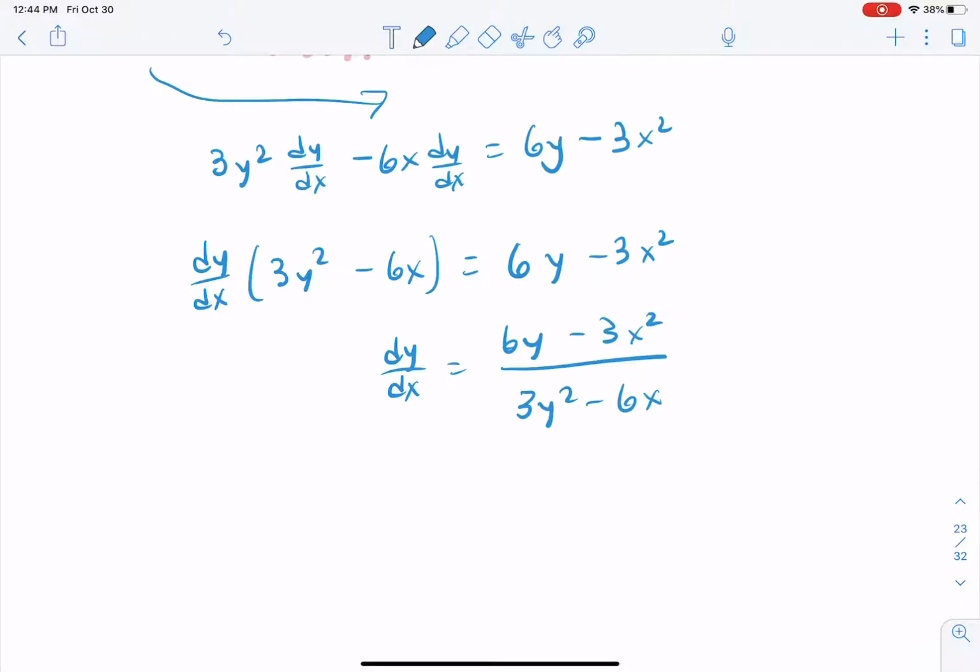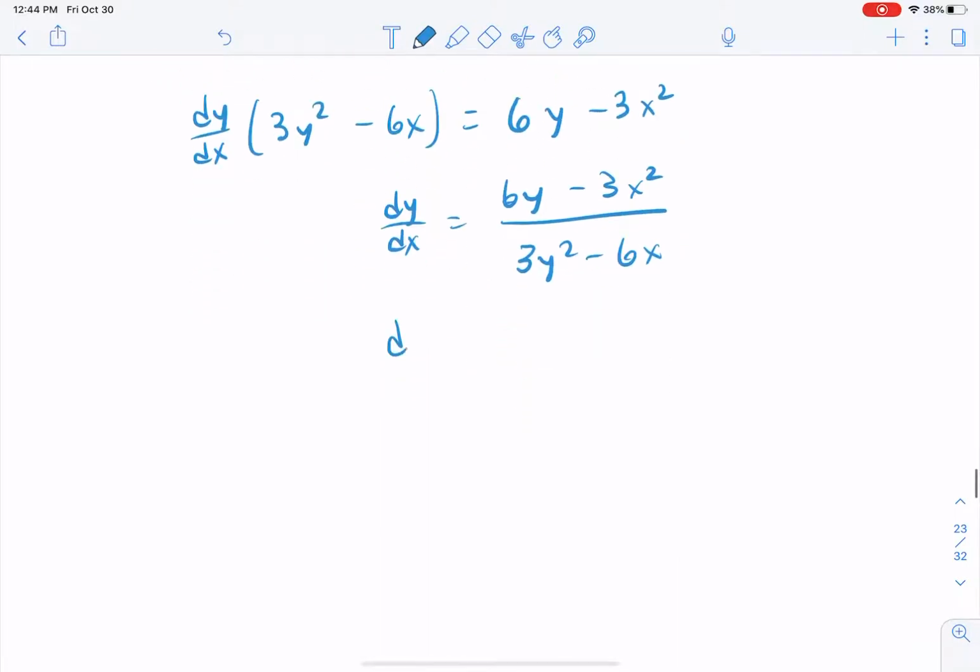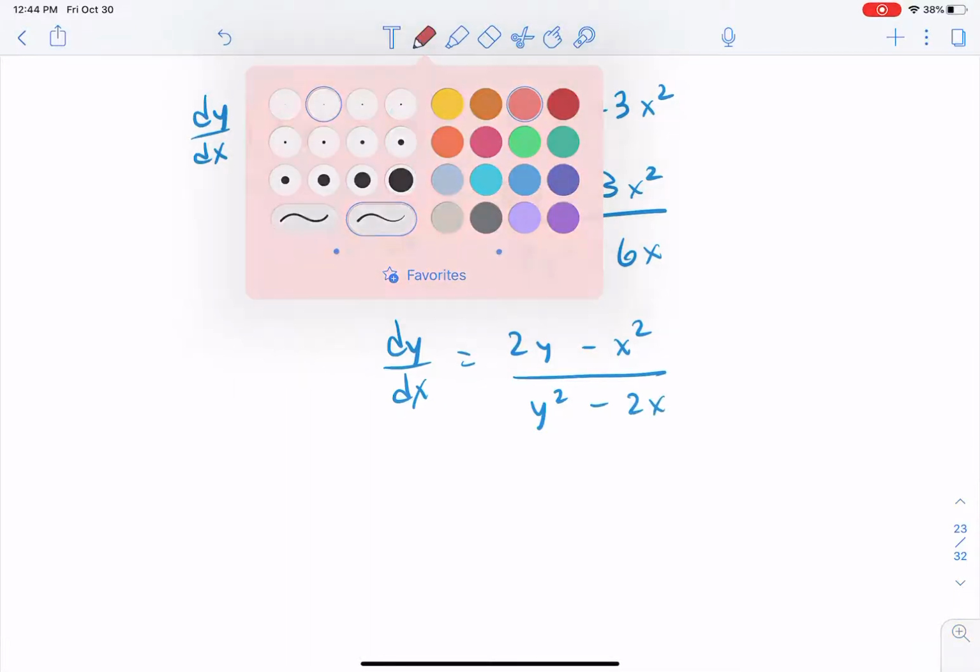Right? Okay. And like I was saying here, let's divide by the common factor. Everything is divisible by 3. So let's divide everything by 3. And I would get 2y minus x squared over y squared minus 2x. All right, then, here's my derivative. That's all the first part asked.